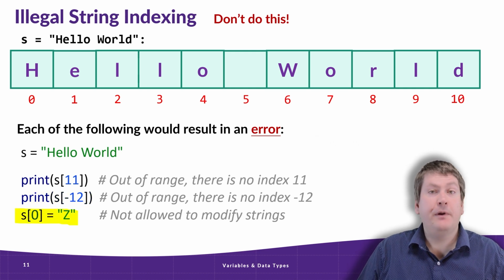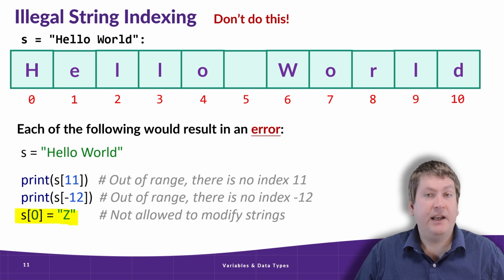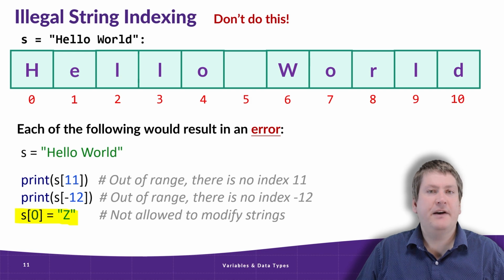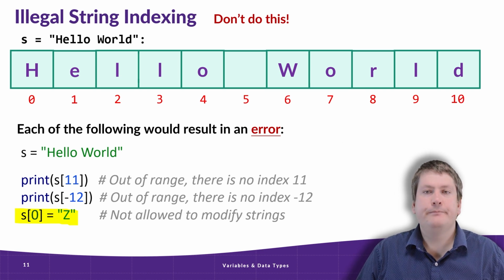The last line is also invalid, but this time, the issue is not the index. Recall that strings are immutable, meaning that we can't modify them after they are created. This line is attempting to modify the value of the character at index 0, which is not allowed and would result in an error. We can make copies of the string, but we can't edit them.